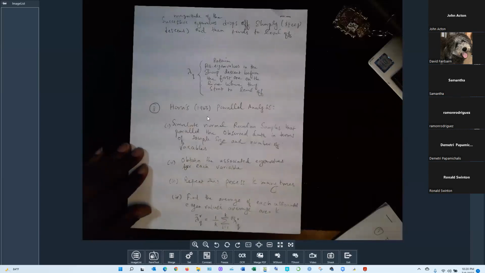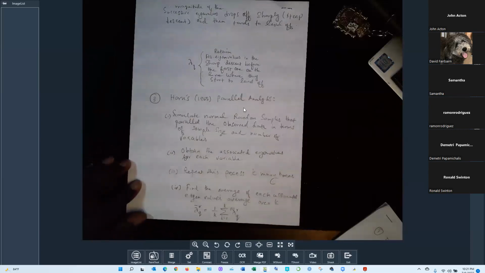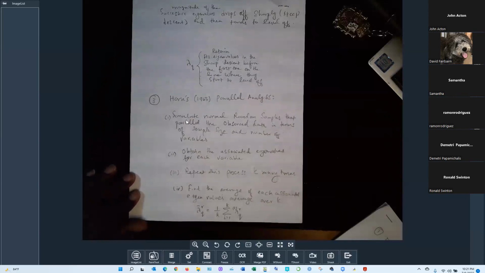And the third method is the parallel analysis. In parallel analysis, we simulate a normal random sample that parallels the observed data in terms of the sample size and the number of variables.